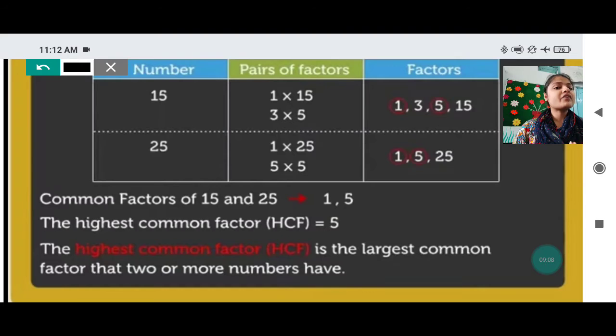After this, my dear, common factors of 15 and 25 we have got are 5 and 1. Now the highest among these two is 5. So only 5 will be considered as the highest common factor of 15 and 25. The highest common factor is the largest common factor that 2 or more numbers can have. Here only 2 numbers were there, 15 and 25. More than that can also be given. 3 numbers can also be given to you, 4 numbers can also be given, and you have to find the common factors of that. So you can find it by doing this.